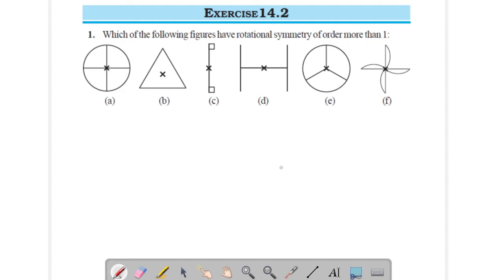Come to exercise 14.2. See question number 1. Which of the following figures have rotational symmetry of order more than 1? See the solution.